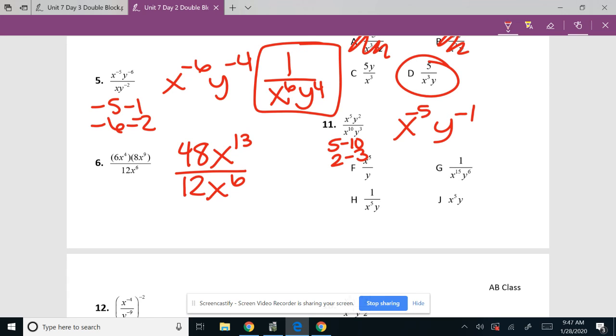They are both negative. That means they both need to come to the bottom as a fraction, which means the answer choice has to be what? What's the only answer choice that has those two numbers at the bottom and has them positive? H is right.